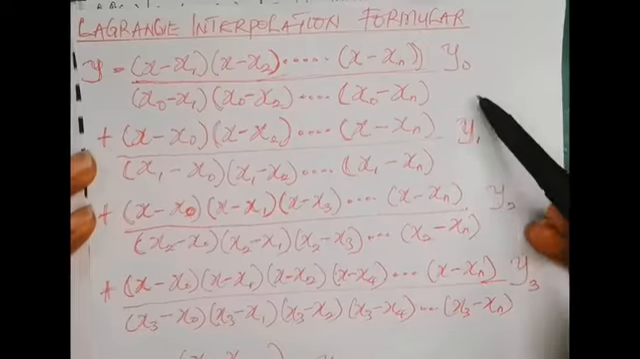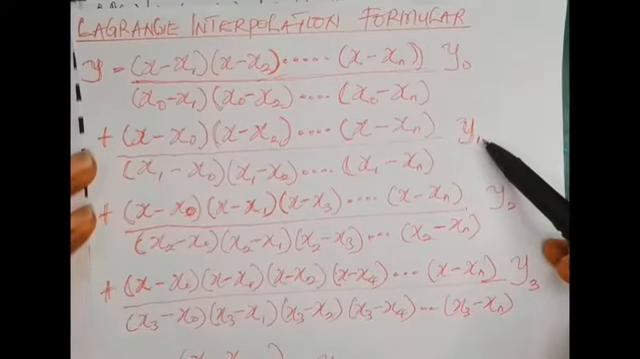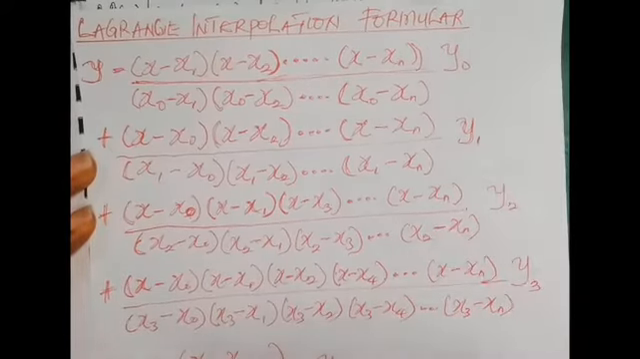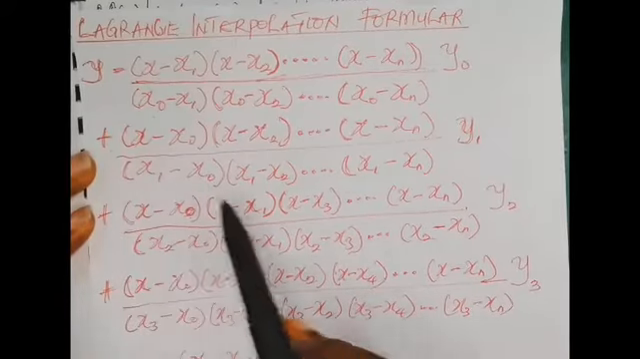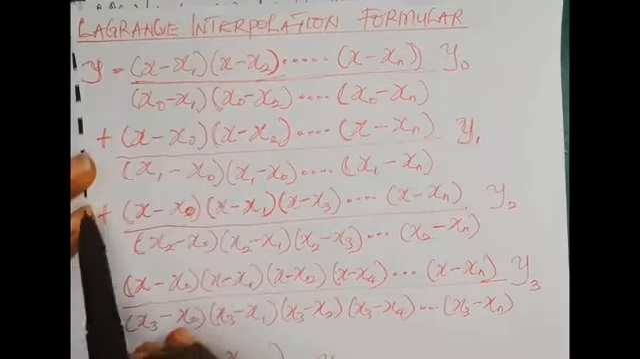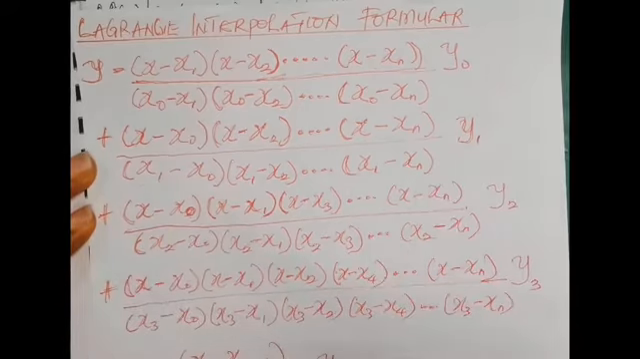Okay, now multiply by y1. Y1 simply means the value of y under x1, the column that we are directly on. Now divide by, so we bring in x1. Now x1, subtract every other value of x at the denominator. So you see how this formula works.